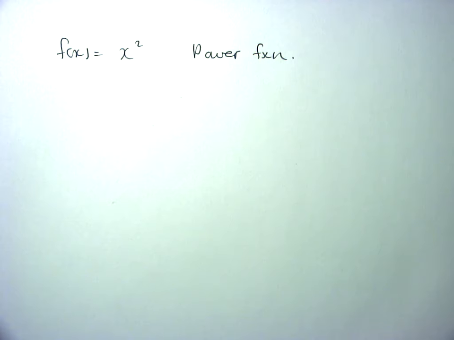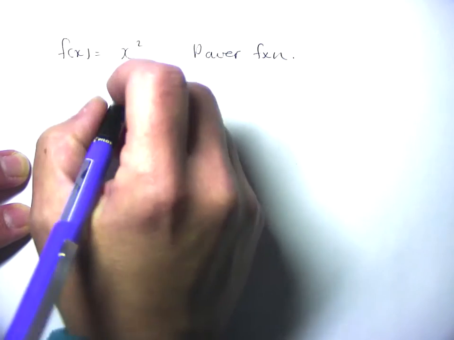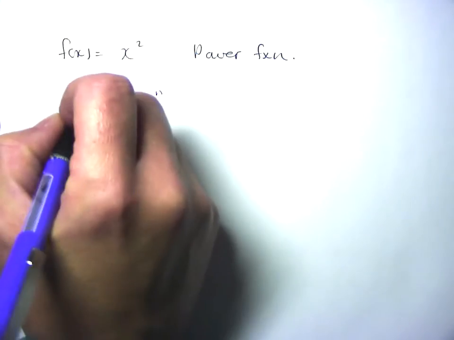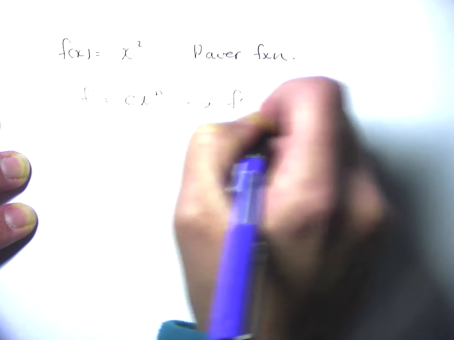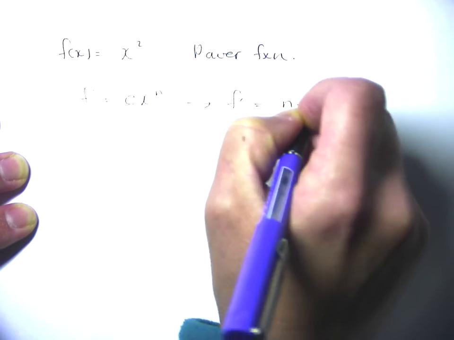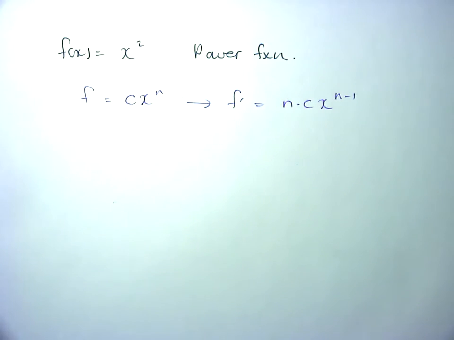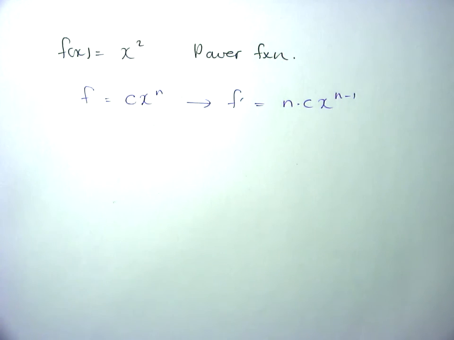The power rule said when you take the derivative of a power function, for instance, a power function we said was a coefficient times x to the power n, then when we found a derivative, it was equal to n times c times x to the power n minus 1. Remember the power rule of derivation? We use the power rule when we have a power function.